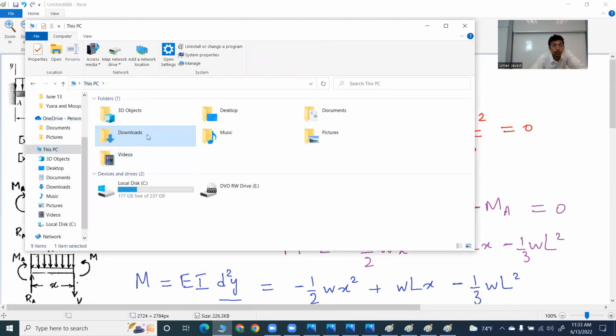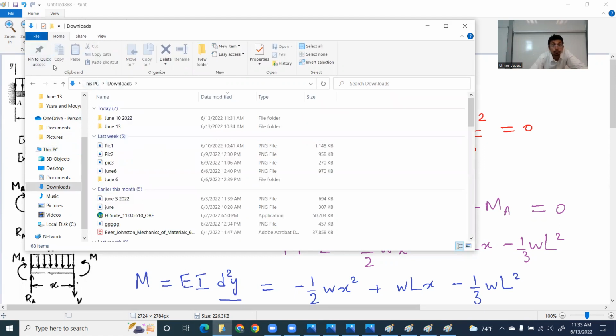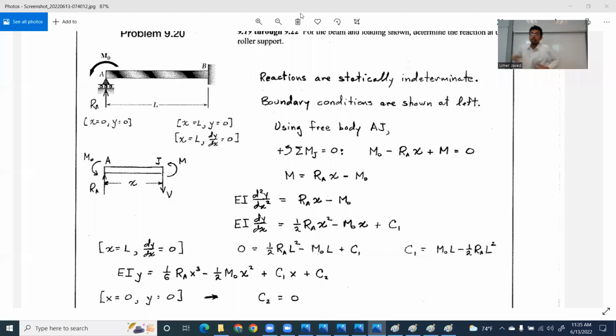So let's say, let me pause the recording now. Just tell me, can you find the reaction at A and B for this problem, just using the statics principles? No, you cannot, because this is a statically indeterminate structure. If you don't believe me, you can just try to do it by hand.